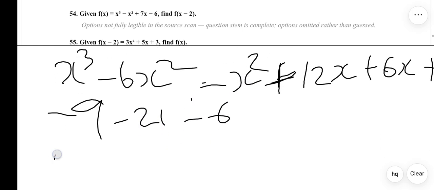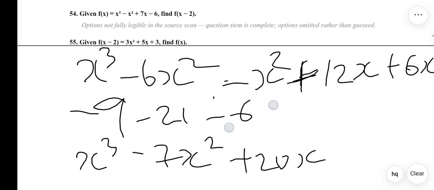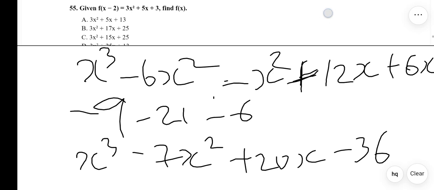So yeah, now I have s cubed minus 6s squared minus s squared, which is the same thing as minus 7s squared. This plus 12 plus 6 will give me plus 18, plus 18 plus 2 will give me plus 20x. Then minus 9 minus 21 will give me minus 30, minus 30 minus 6 will give me minus 36. So this was supposed to be my final answer, but unfortunately no option there. So this one was saying that if my f of s minus 2 is this, what is f of x?